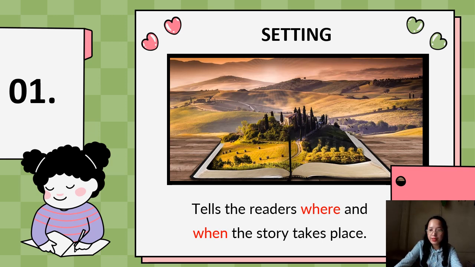Setting tells the readers where and when the story takes place. For example, if we tell the setting of the story The Lion King, that would be the African savannah and in the present day. On the other hand, if we tell the setting of the story The Hunger Games, that was set in America, but a long time in the future. Another example, if we tell the setting of the story Mary Poppins, it was set in 1910 in London.